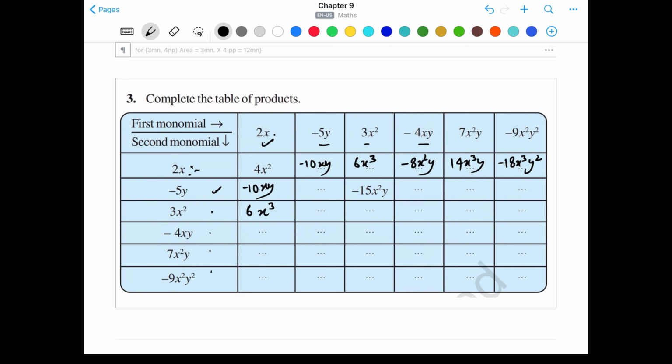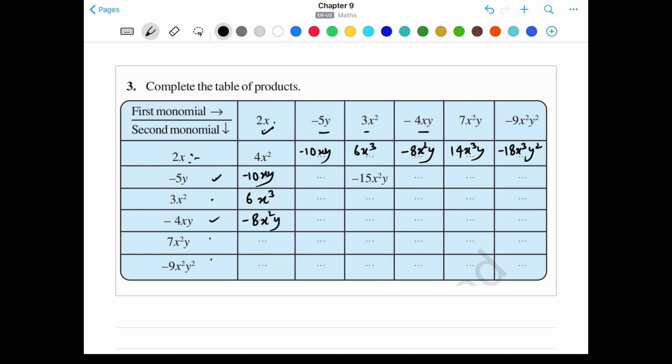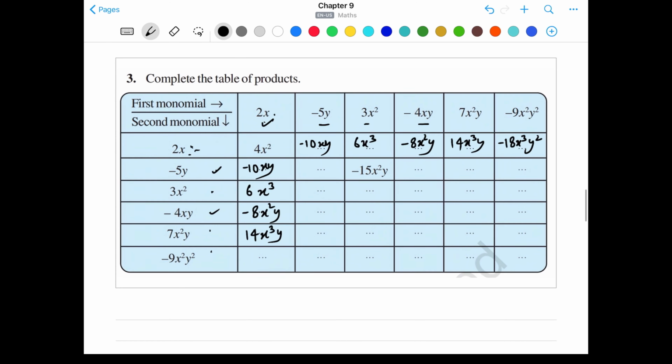Okay, next we have this 2x into this minus 4xy. So 2 into minus 4 will give us minus 8. X into x will result into x square, then we have y. Okay, next is 2x into 7x square y. 2 into 7 is 14. X into x square is x cube, and then we have y. Okay, and the next one is 2x into minus 9x square y square. 2 into 9 is minus 18. X into x square is x cube, and then we have y square.